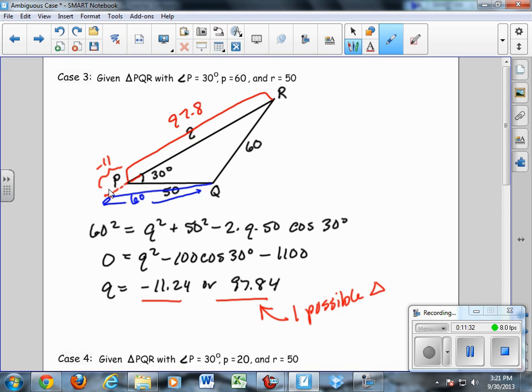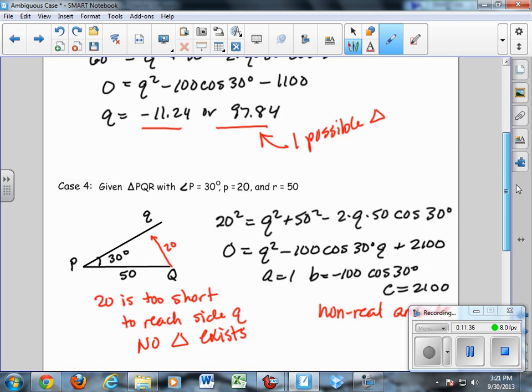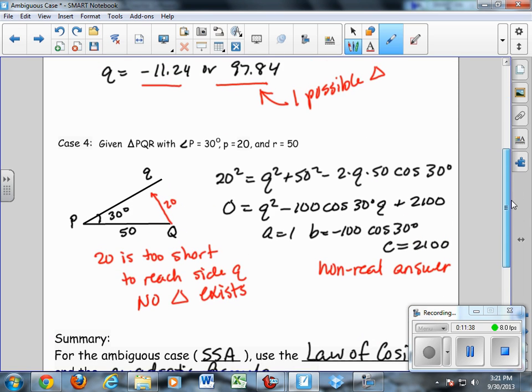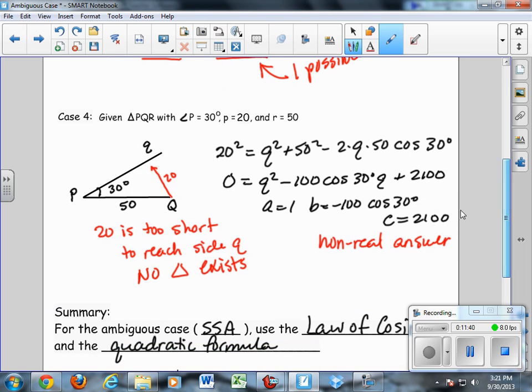The last case, of course, would be there's no triangle at all. So let's say we have this side's only 20. Well, it's too short to reach. We saw that with a right angle, that was a side of 25. So if we do the quadratic formula, what we end up with is a non-real answer. So we end up with something with i in it. And that means it's too short, that no triangle exists.